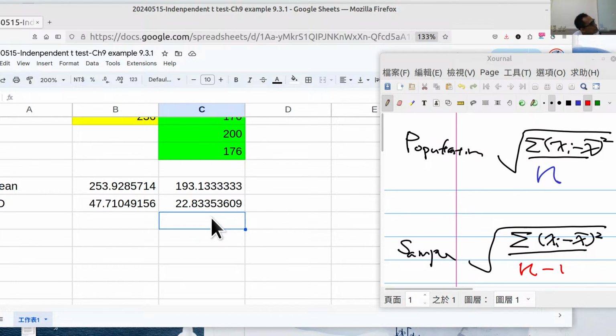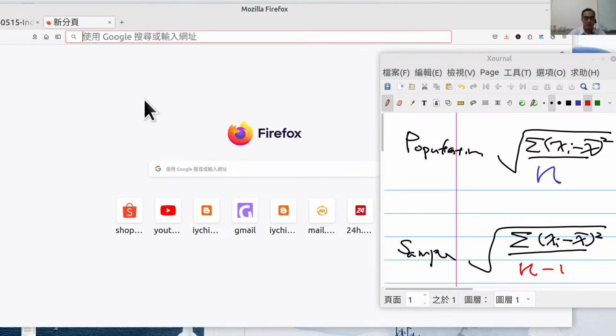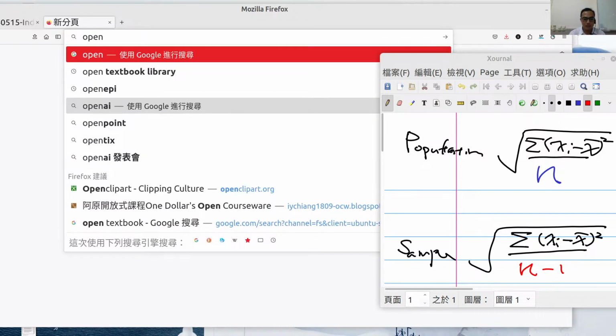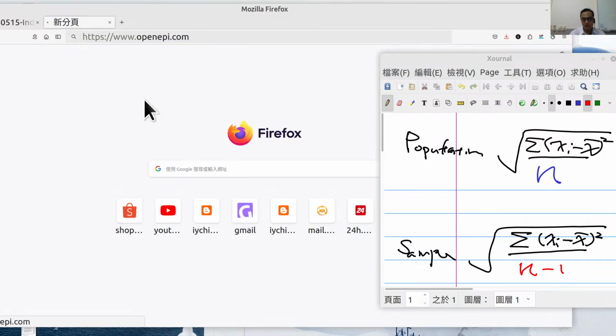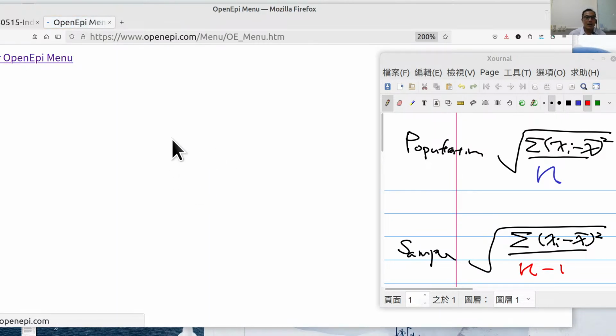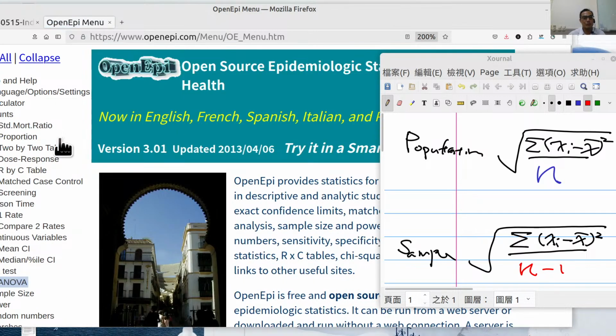Okay, please use 1 minute to finish this part. If you finish this part, you can go to the website here. Either one is okay. I prefer to use OpenAPI. Click Open API. I highly recommend you to use this.